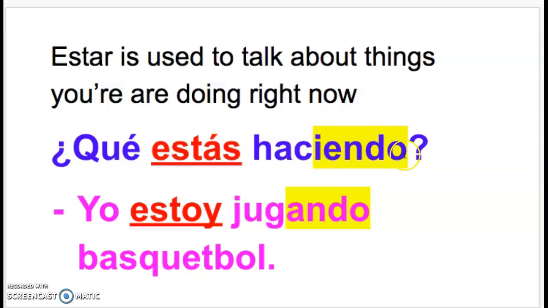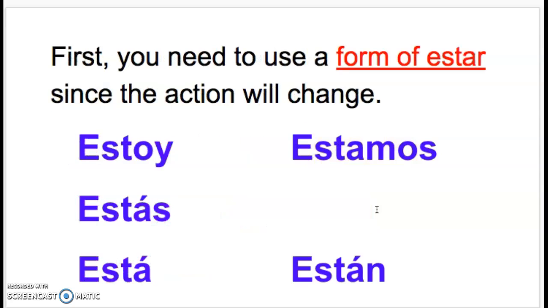But you'll notice I've done something kind of interesting here with hacer. Yo estoy jugando basketball. I'm playing basketball. And again, I've done something kind of interesting with the verb jugar. Okay, so this is how we would do the ing in Español.